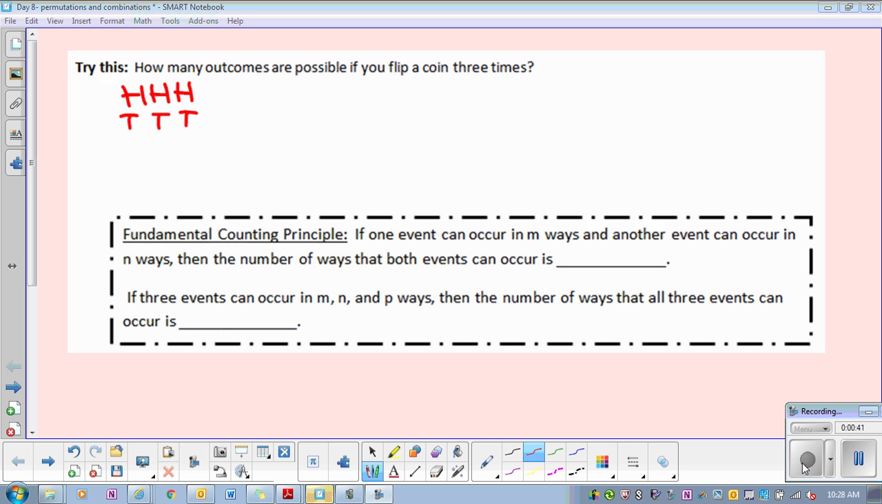Heads, tails, heads. Tails, heads, tails. Heads, heads, tails. Do you guys see what's happening? Tails, tails, heads. Heads, tails, tails. I always wondered how this was math though. It's like this is pretty much guessing. Tails, heads, heads.